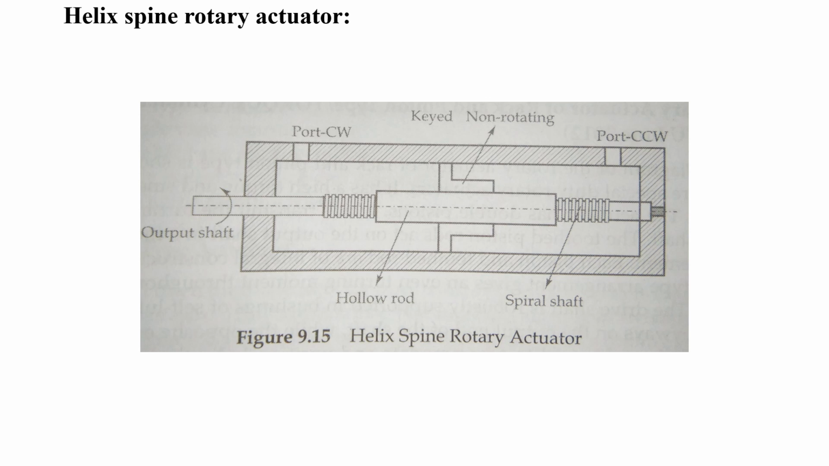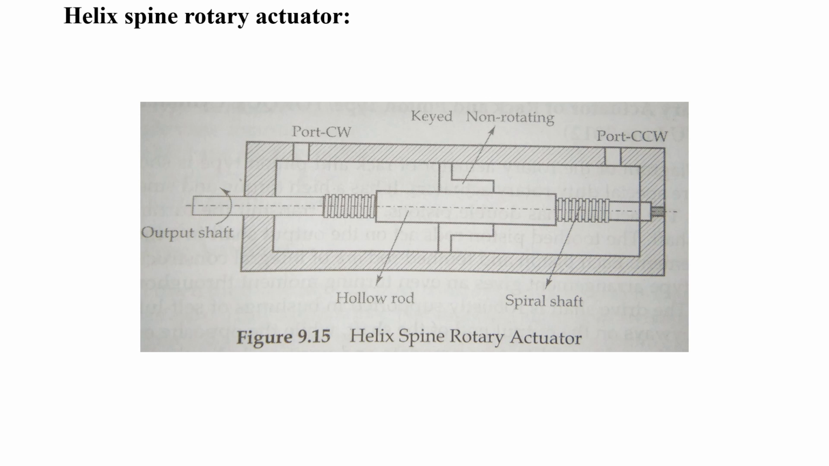The next one is the helix spline rotary actuator. Here we'll have a non-rotating type of piston which is connected with a hollow rod. We can give the ball screw mechanism as an example for this one. The output shaft is a linear shaft, and spiral threads are formed on the output shaft.